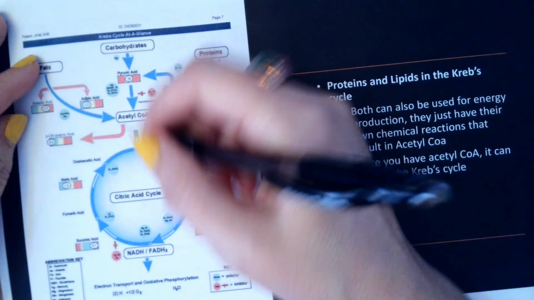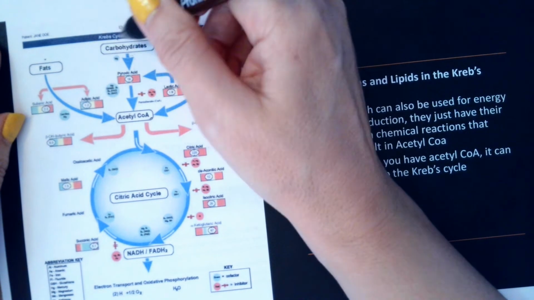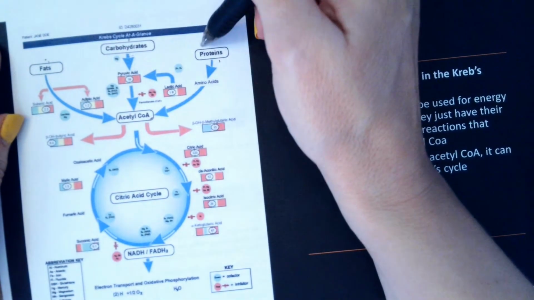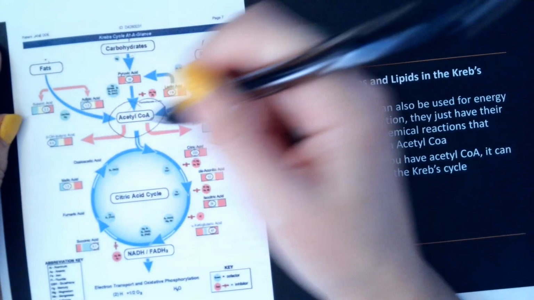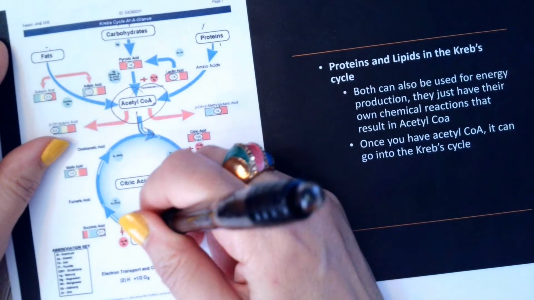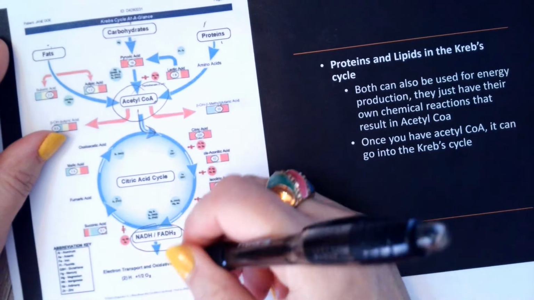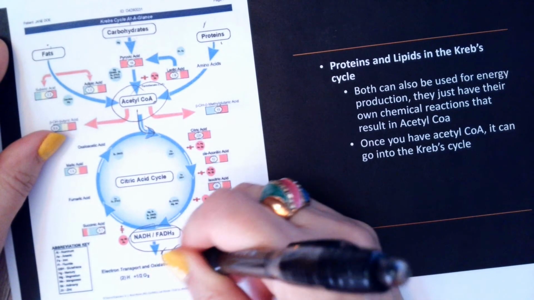And then the Krebs cycle is the same. It doesn't matter what our initial substrate was. Was it a carb? Was it fat? Was it protein? It doesn't matter. If we have acetyl-CoA and we have oxygen, we go into the Krebs cycle, and the Krebs cycle will be the same. We're going to get NADH and FADH2 for our electron transport chain.